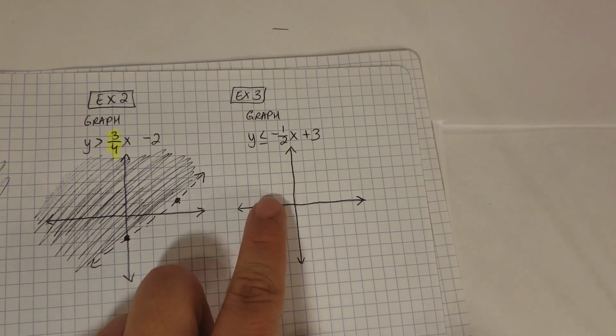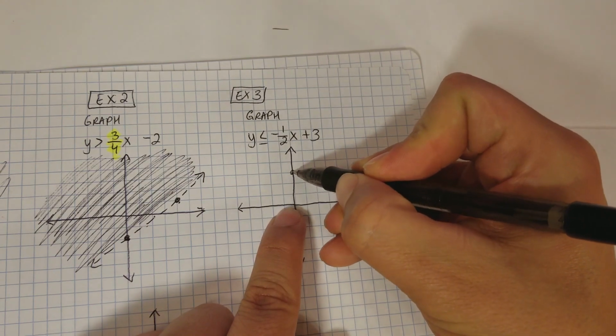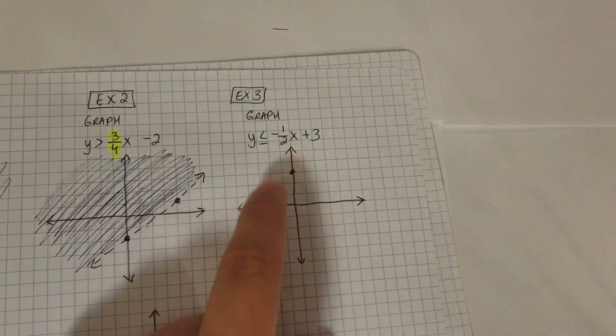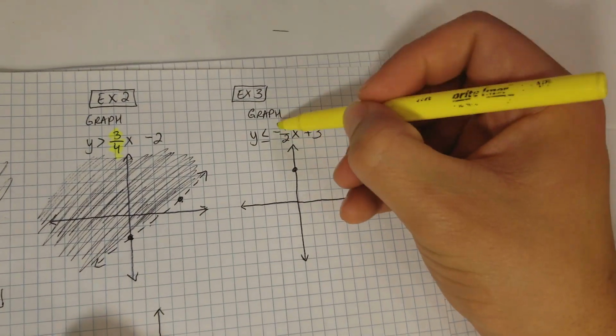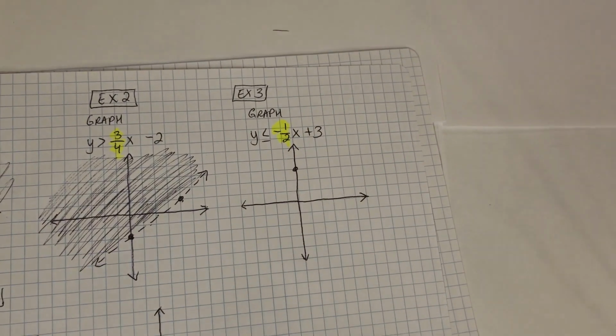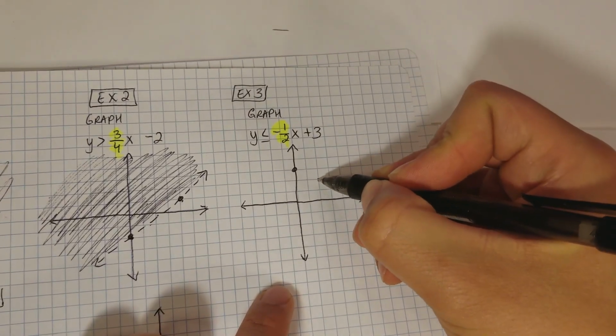Graph y less than or equal to negative 1 over 2x plus 3. So we're starting at the positive 3 this time. So up 3 squares on the y-axis. The slope is negative 1 over 2. So this time it's going to be a little bit different because we're going to be going down instead of up. So down 1 to the right 2, starting at the y-intercept. So if we do that, we go down 1 square to the right 2.